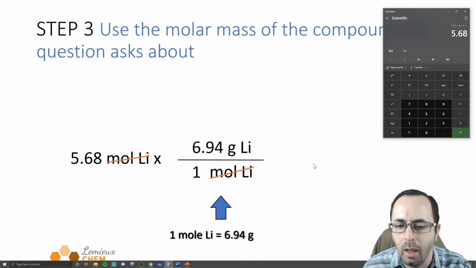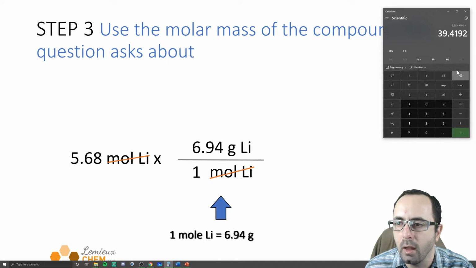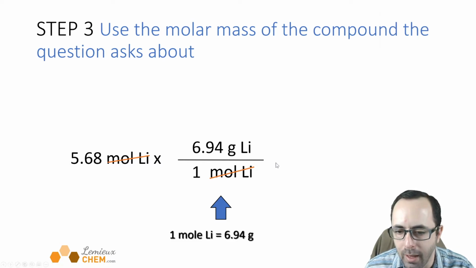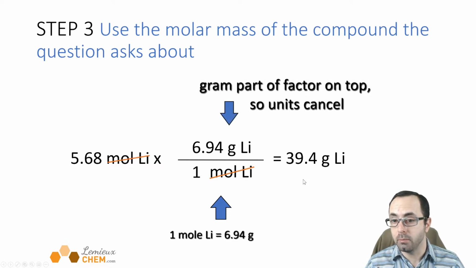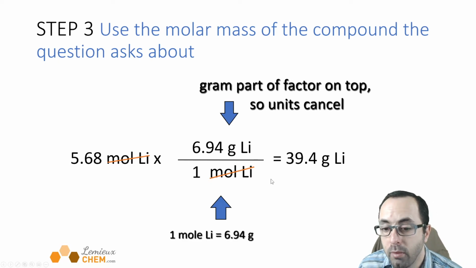All we've got to do now is multiply 5.68 times 6.94. And we get, to 3 sig figs, 39.4. We're going to have 3 sig figs because these have 3 sig figs. So 39.4 grams of lithium. And that was what the question asked for. So we're done. Remember that the mole part goes on the bottom to cancel, the gram part goes on top. And we've answered our question.